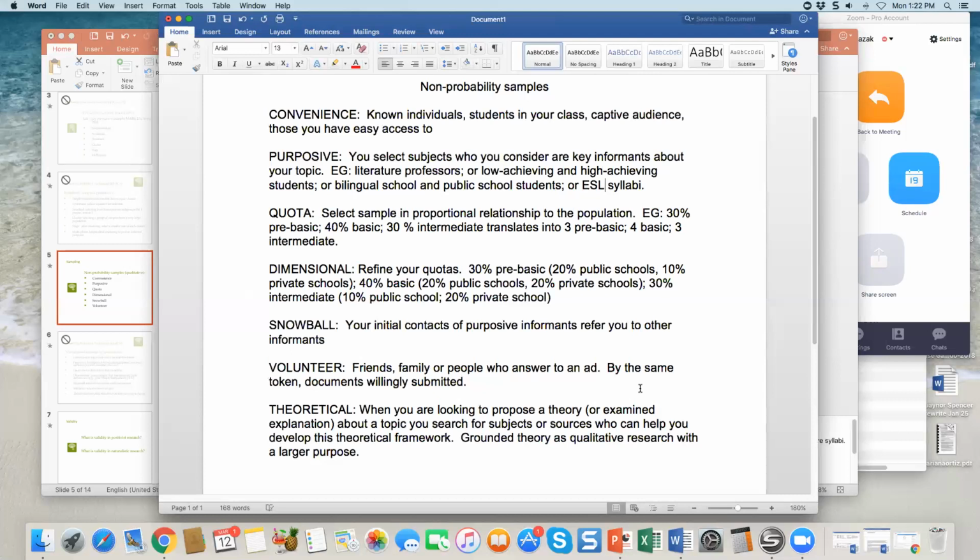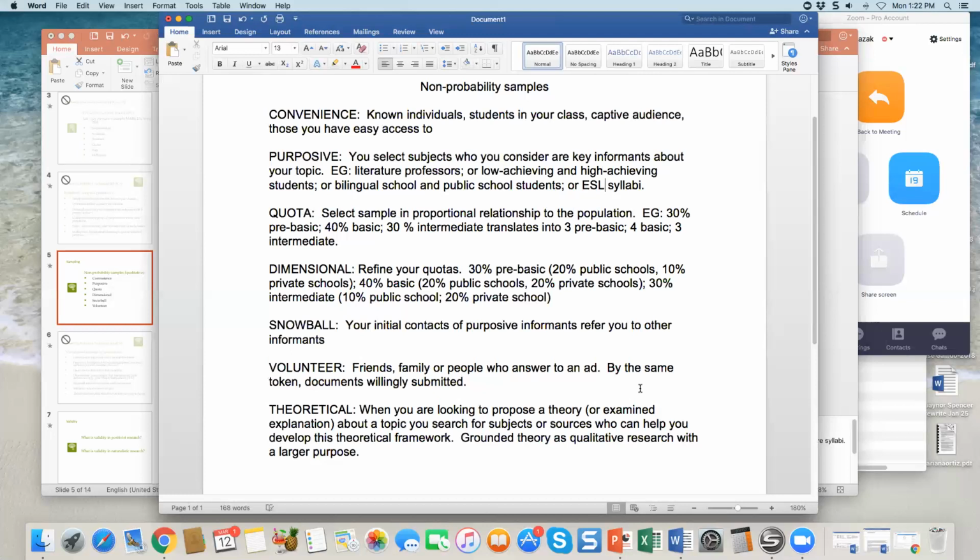A snowball sample is where your initial context of purposeful informants refer you to other informants, like a snowball. So you might start out with 3 people that you know speak a certain language variety, and then you ask them for referrals to include other people who speak that language variety in your sample, and you do that for all participants until you get to your number of participants that you are wanting for your work.